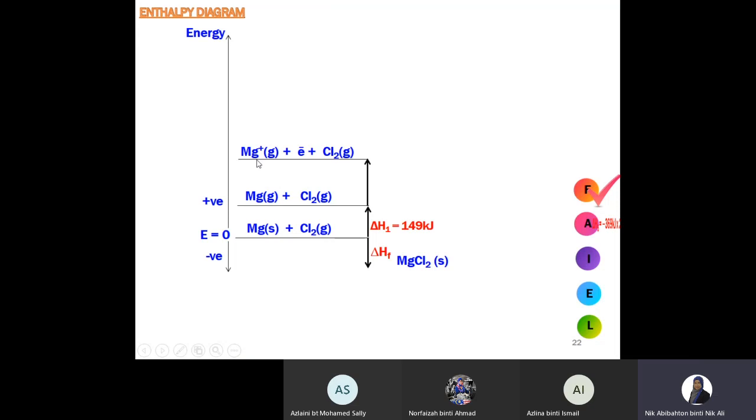Okay, then this one is the ionization energy for magnesium. Ionization energy of magnesium: magnesium gas will produce magnesium ion together with the electron. Then label the value of the enthalpy, positive 740 kilojoule. Finish with the ionization energy.